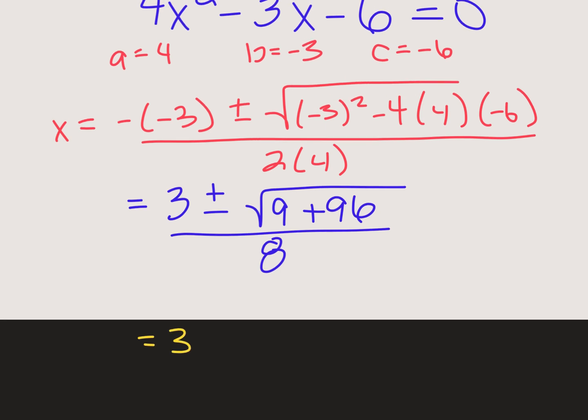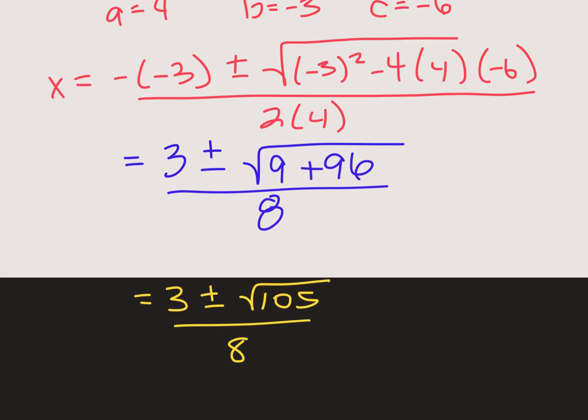So I have 3 plus or minus, what's 96 plus 9? 105 over 8. Does 105 have a perfect square hidden in there? No. Does 3 go into 8? No. So do I have to do any more simplifying? Nope. Web assign, you have to. 3 over 8 plus radical 105 over 8. 3 over 8 minus radical 105 over 8. Guys, do you ever leave a radical in the denominator of anything? Ever? No. Okay, just remember that.